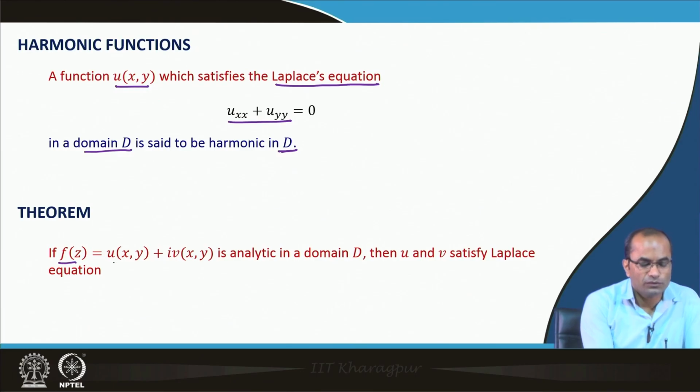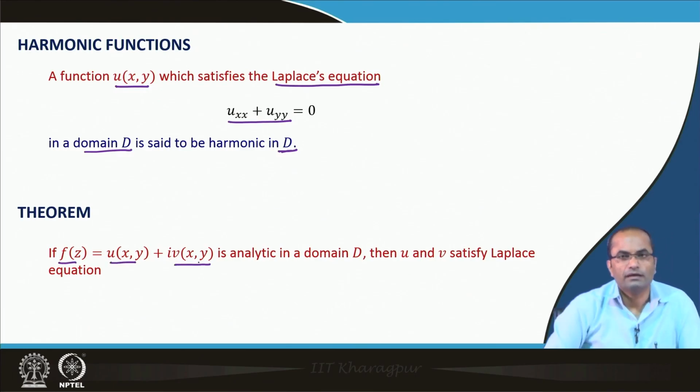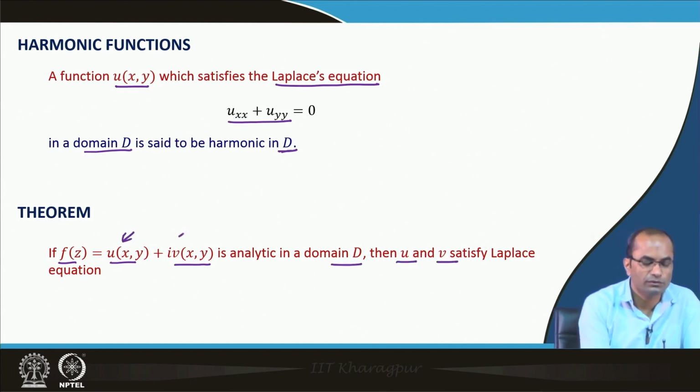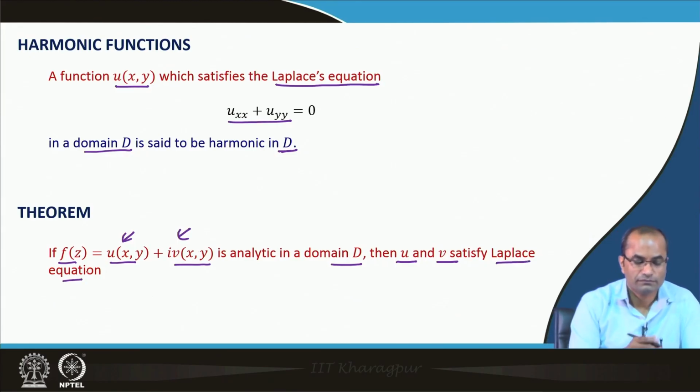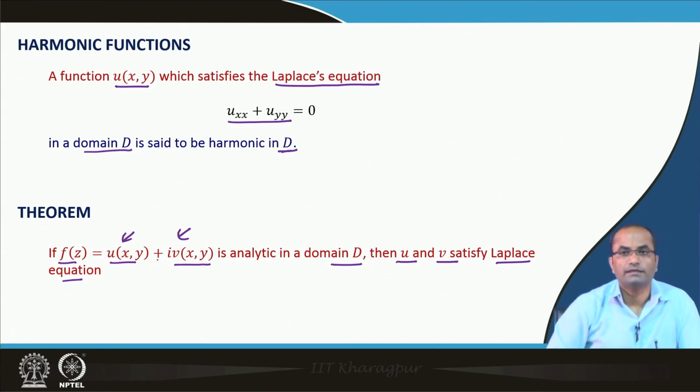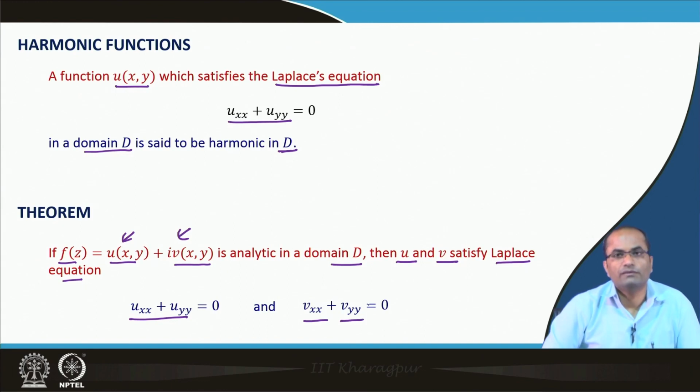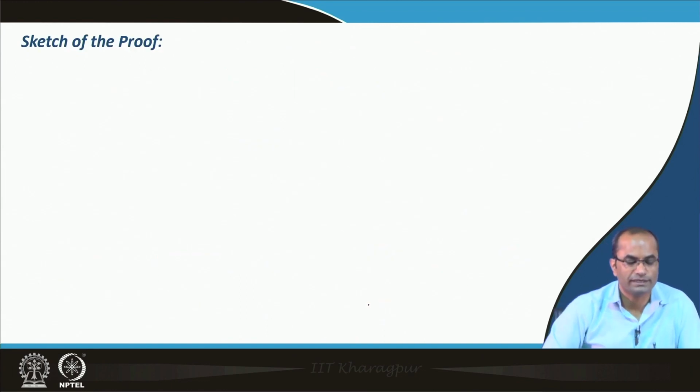So, if f(z) is equal to u(x, y) plus iv(x, y) is analytic in a domain D, then u and v, its components, satisfy Laplace equations, meaning if this f(z) is analytic, then u and v are harmonic. That is the connection between the analyticity and harmonic functions. So, that means if f(z) is analytic, then the equation u_xx plus u_yy equal to 0 is satisfied, and v_xx plus v_yy equal to 0 is also satisfied.